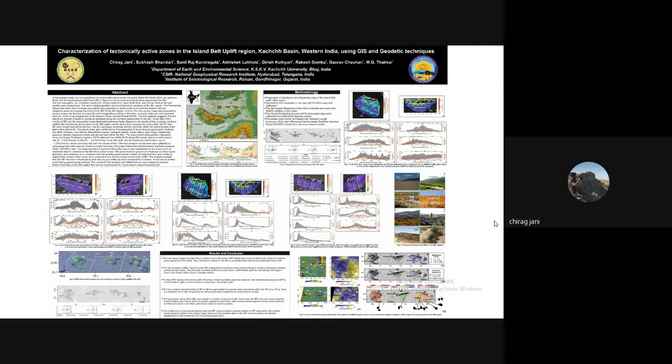Moreover, one very peculiar result we found is that the northern part of the Island Belt uplift is showing much more activity than the southern part. So the Island Belt fault could be the main reason to activate this region neotectonically. The northern part of the Island Belt uplift is the most active region in this area. So these are the results which I have proved.